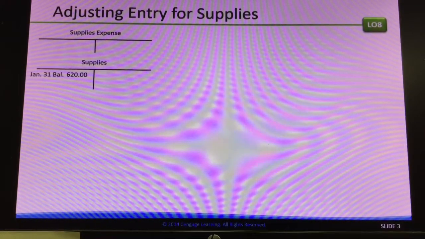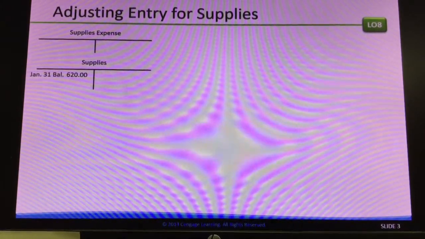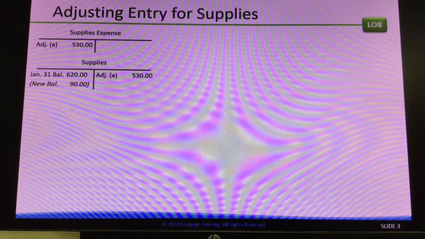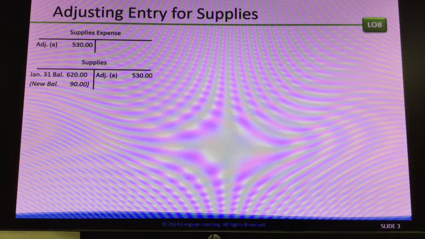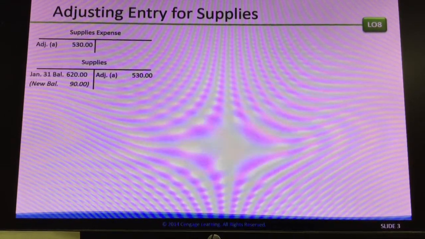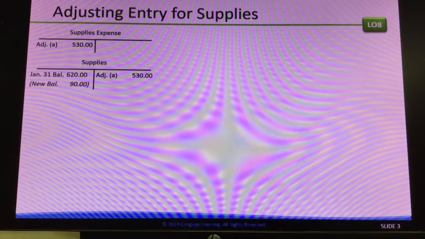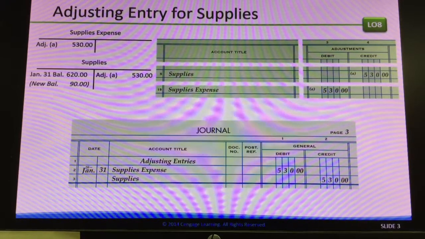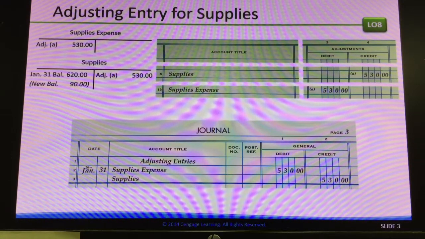Adjusting entry for supplies: you have supply expense and supplies as the two accounts. As of January 31st, my balance was $620. My adjustment was for $530 to show that my new balance is now $90. So the journal entry is going to look like this. The account title, supply expense, is in the worksheet, and then you have the actual journal entry. So it's adjusting entries, January 31st, supply expense is debited for $530, and then supplies is credited for $530.